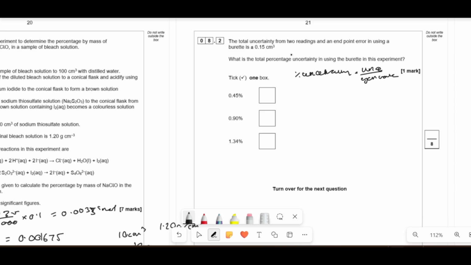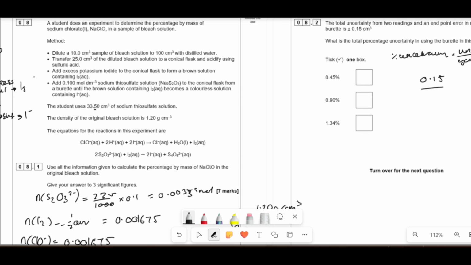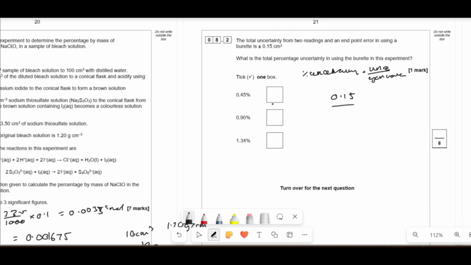Here, you would think that it would be 2 times this because you would read the volume before and after, but the question's actually already given you the total from the 2 readings. So that's quite cheeky, that. So it's already 0.15 divided by what the burette reading was, which was 33.8, because the other stuff is in the conical flask. This is from the burette. So 33.5 times 100, which gives you roughly 0.45%.